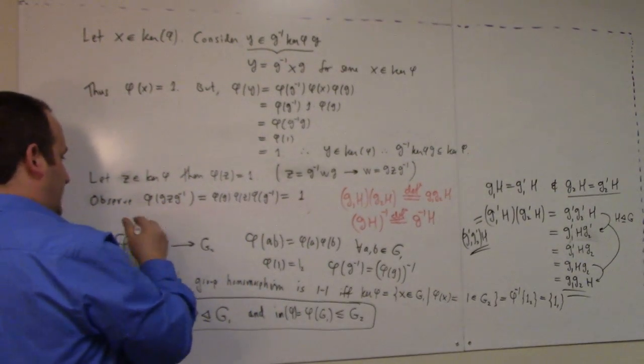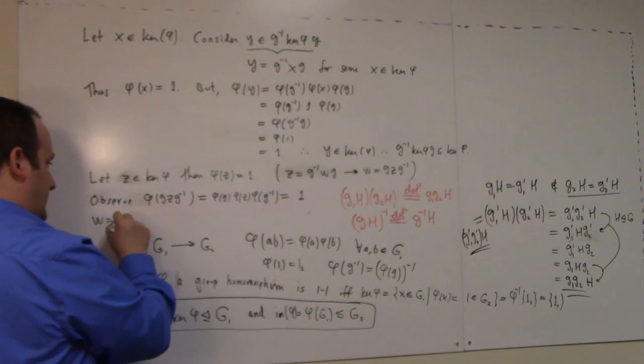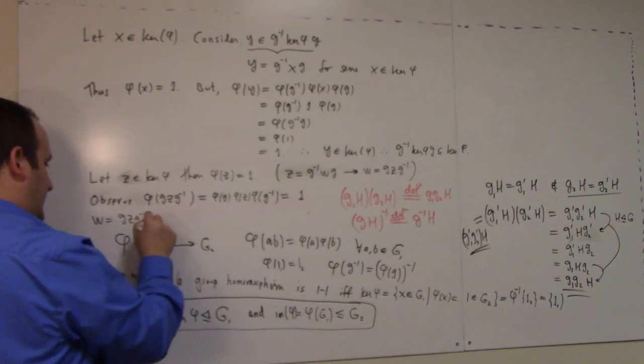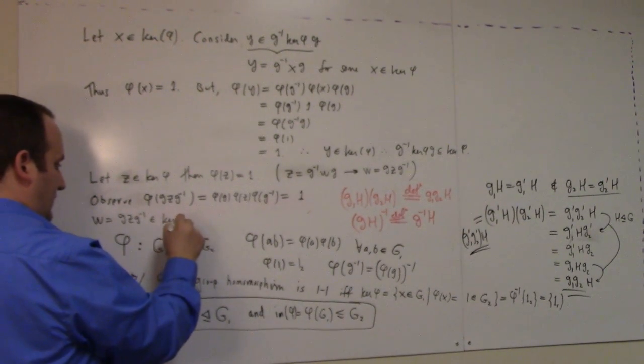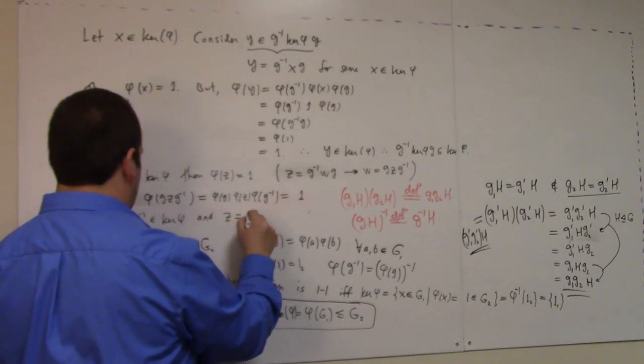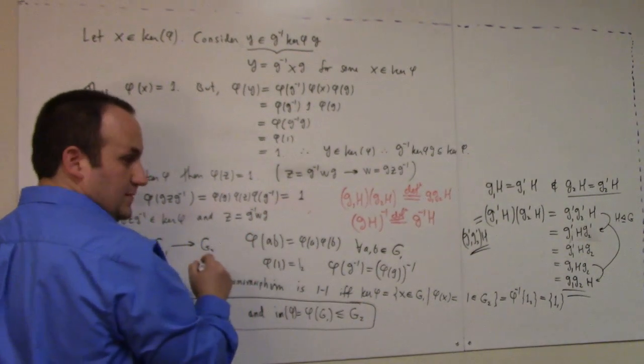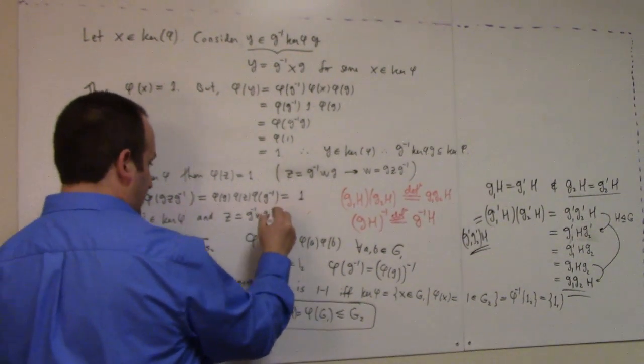So W is the kernel. If we let W equal G Z G inverse, that is an element of the kernel of phi. Then Z is equal to G inverse W G, which is an element of G inverse times the kernel of phi, times G.